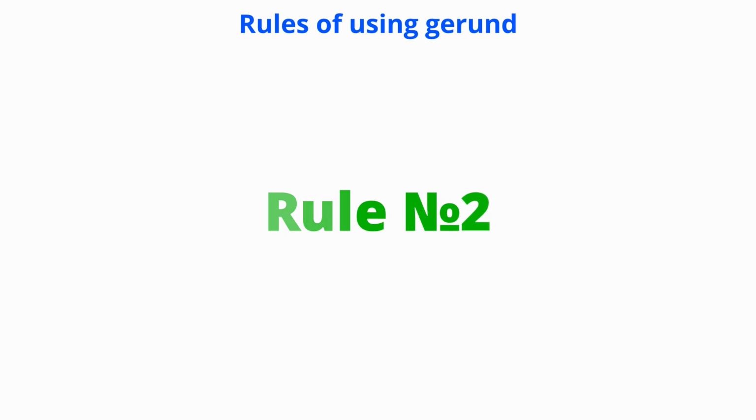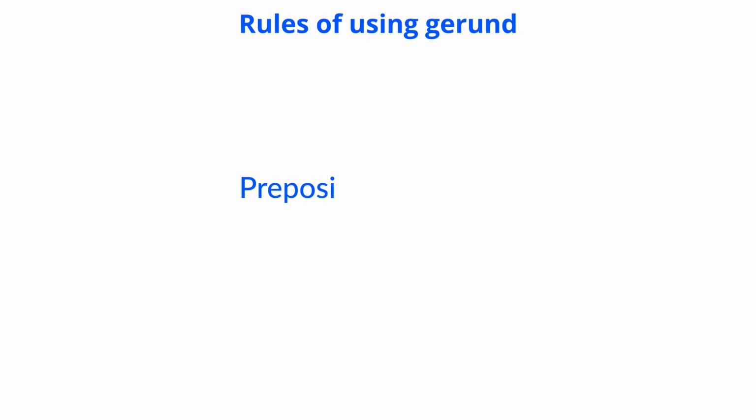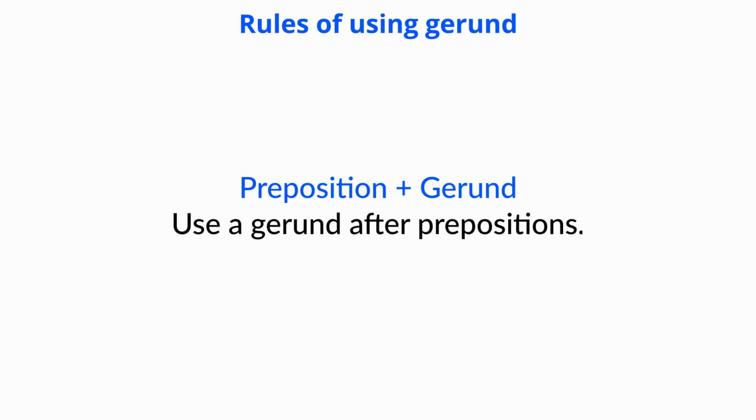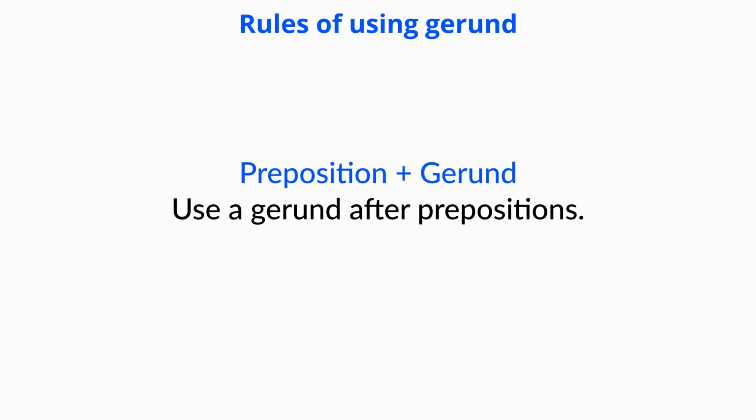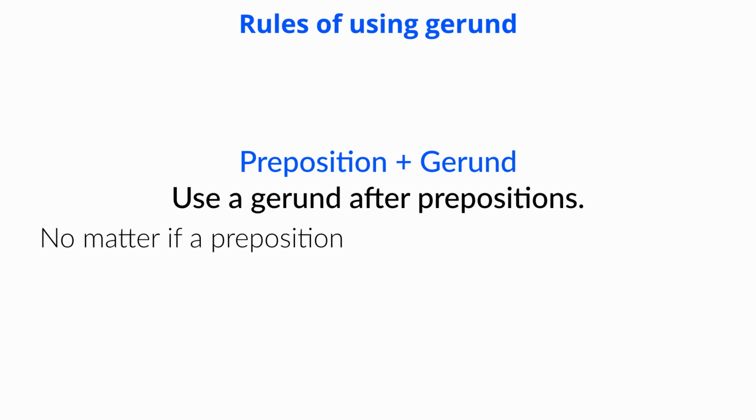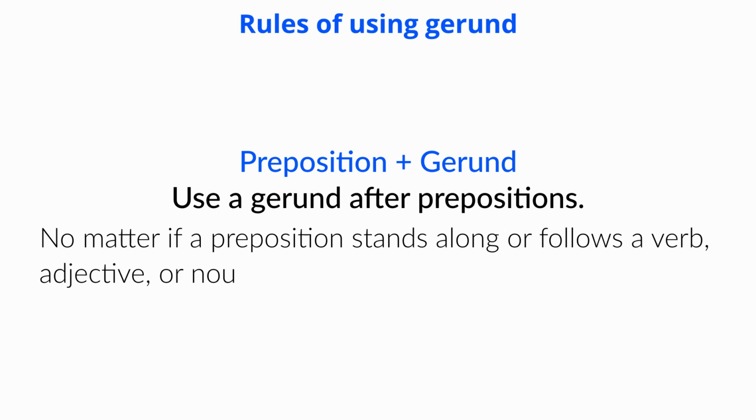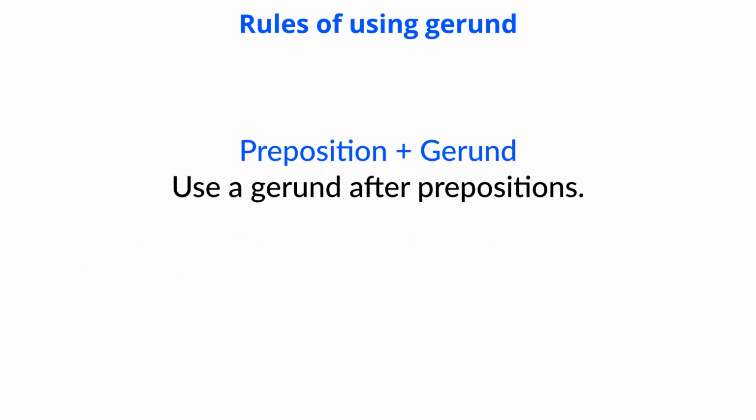Rule number 2. Preposition plus gerund. Use a gerund after prepositions. Once gerund serves as a noun, it can be used after prepositions. No matter if a preposition stands alone or follows a verb, adjective, or noun. Examples will help you to understand the rule.